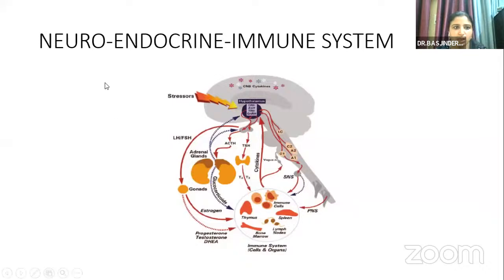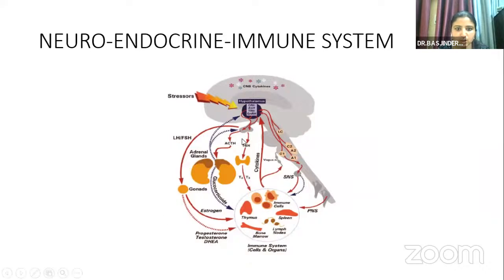As the name suggests, this is neuroendocrine immune. This is the nervous system which is acting, these are the various endocrine organs which are involved, and this is the immune system which is totally controlled by all these three parameters. We will see how this control of the immune system, basically by the glucocorticoids, prevents the cytokine storm, and how it behaves in acute illness and chronic illness.